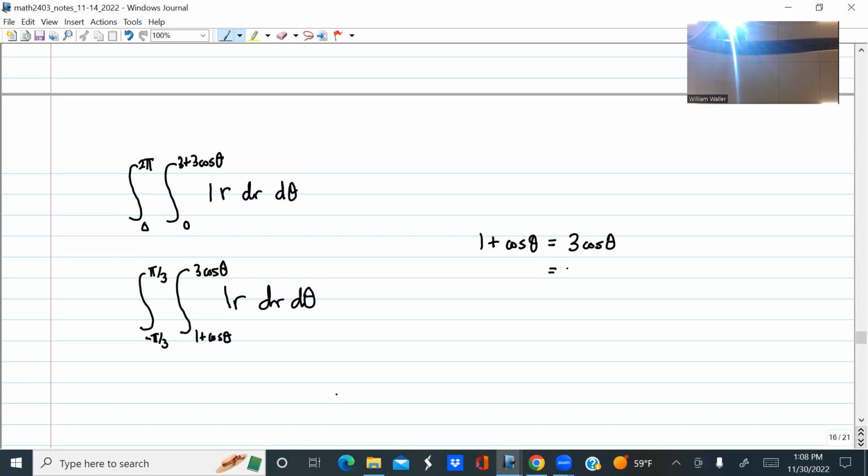So that looks like 2 cosine of theta is equal to 1, which means cosine of theta is 1/2. And where is cosine of theta 1/2? Well, one of them is pi over 3, but also negative pi over 3 as well, right? Okay, so also at minus pi over 3. Oh, so we could see it from the equations.